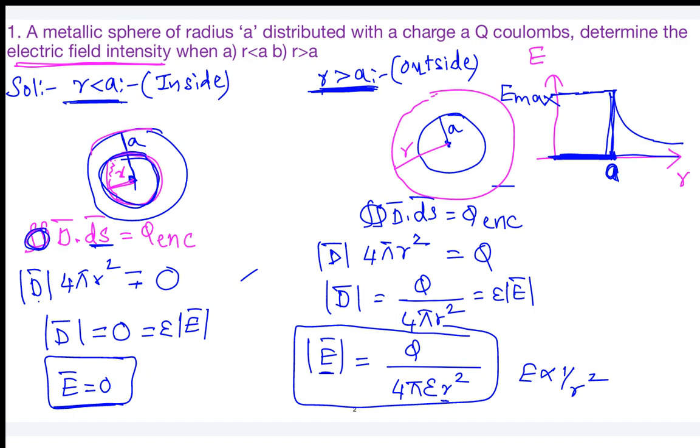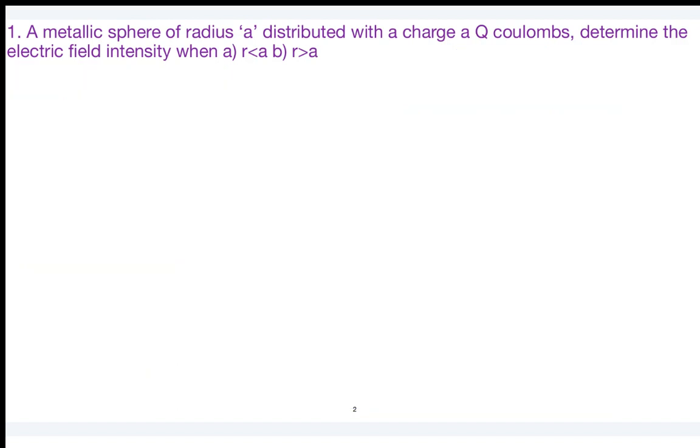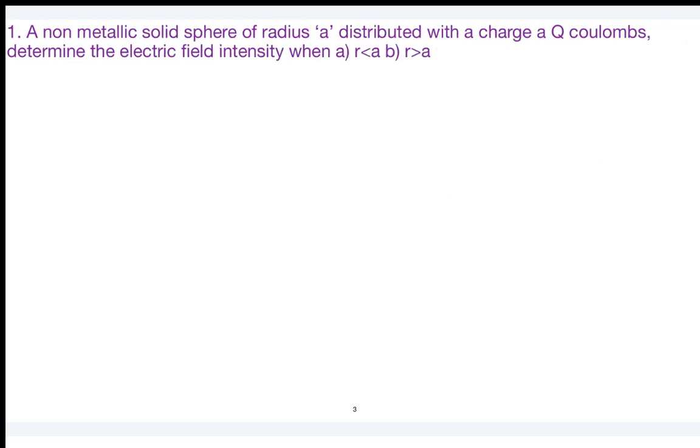Okay. So do the same problem by considering it as a non-metallic solid sphere. Please take time and try to tell me the answer. Case 1, when R less than A, means inside the sphere. So this is your non-metallic sphere of radius A, and the Gaussian surface is inside, something like this. This is of radius R.